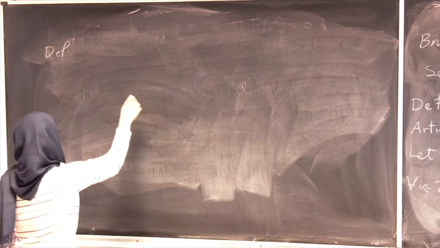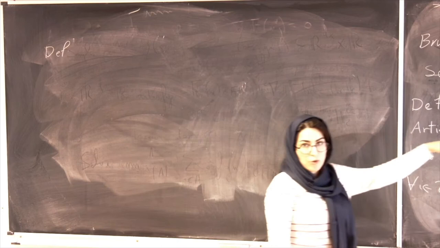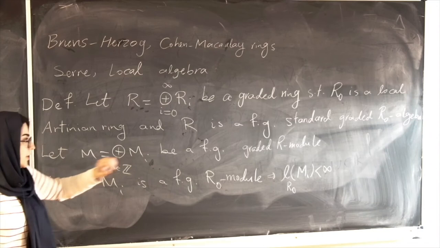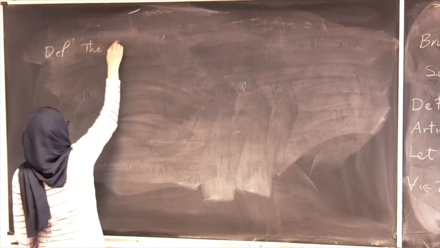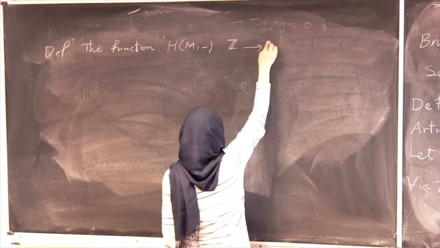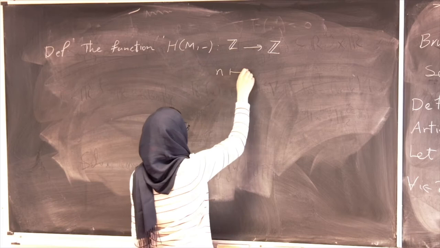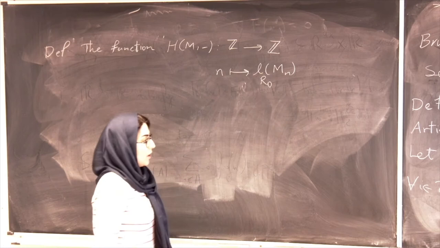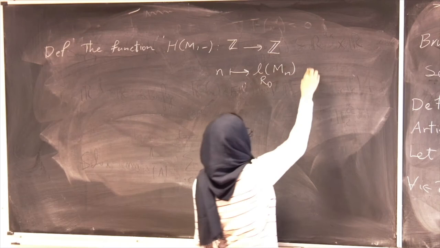I don't repeat this assumption. So for the whole lecture, R is such a ring and M is such a graded module. So the function which goes from Z to Z, such that sends any integer n to the length of M_n as an R0 module, which we saw that it's a finite number. This function is called the Hilbert function of M.